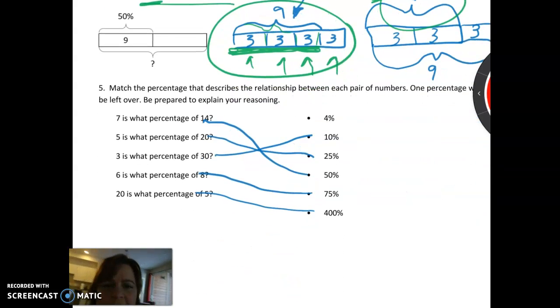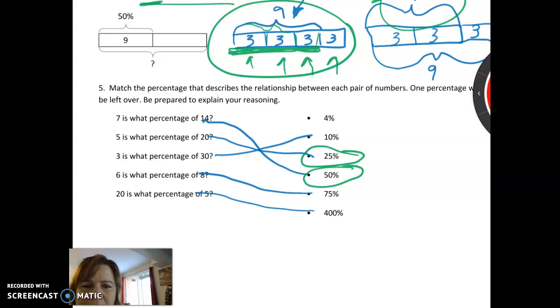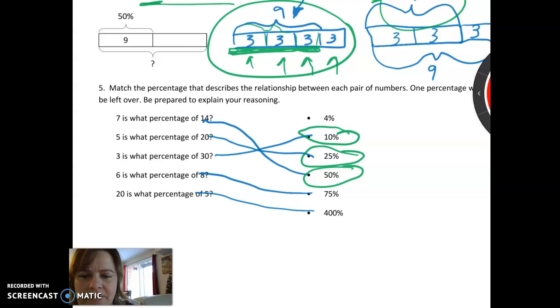All right, number 5, last one. Match the percentage that describes the relationship between each pair of numbers. So 7 is what percent of 14? 7 is 50% of 14. 5 is what percent of 20? Well, 5 is a fourth of 20, or 25%. 3 is what percent of 30? 3 is 10% of 30.